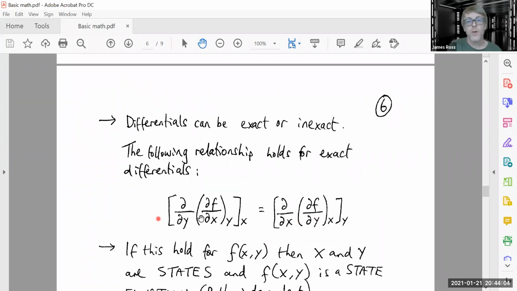So this following relationship holds only for exact differentials. Basically what this relationship says is that the order that you do the partial differentials doesn't matter. If we have a function of x and y, we can look at the function with respect to x while keeping y constant first, and then we can look at the function with respect to y while keeping x constant second.